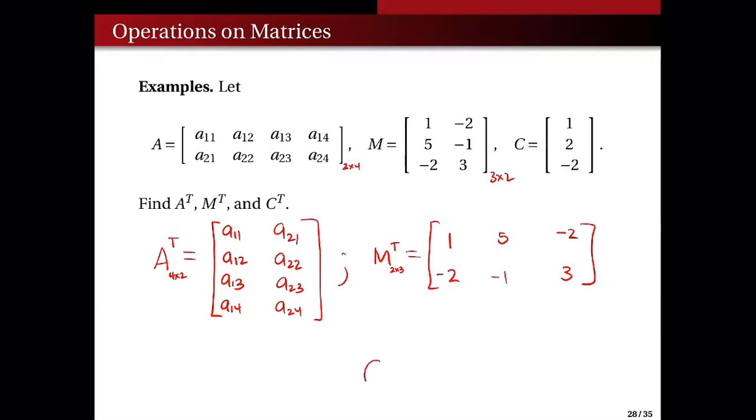If you have a column vector, the transpose becomes a row vector. So this is just 1, 2, negative 2. So for the transpose, rows become columns and columns become rows.